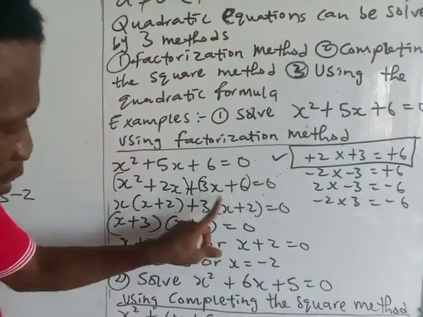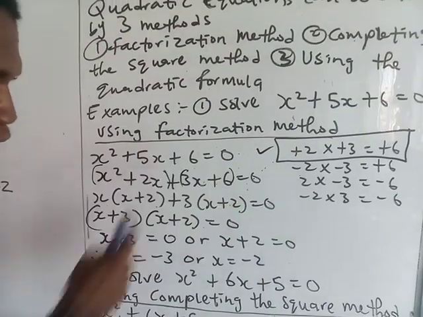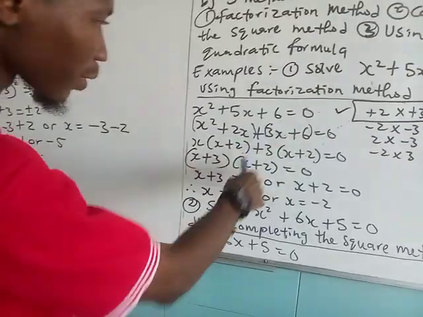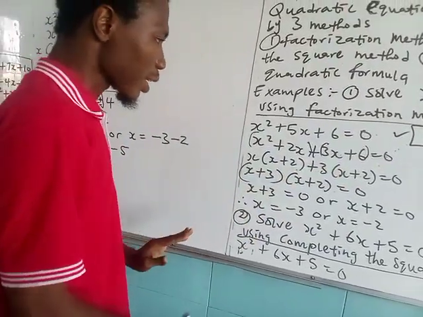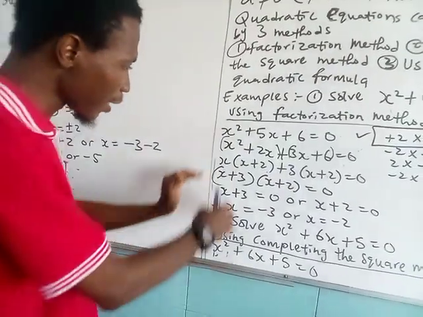So 3 times x will give you 3x, and 3 times 2 will give 6, which shows that plus 3 is the right one to use there. And after you've done that, you place your answers in brackets.